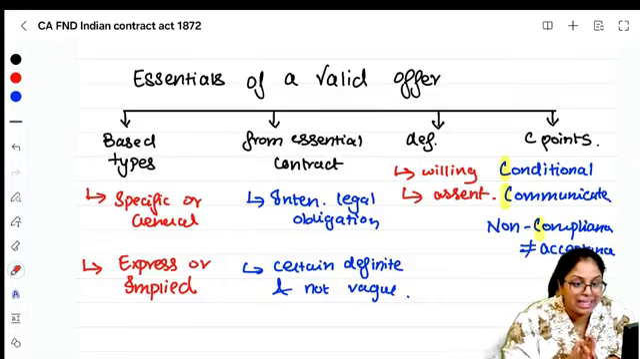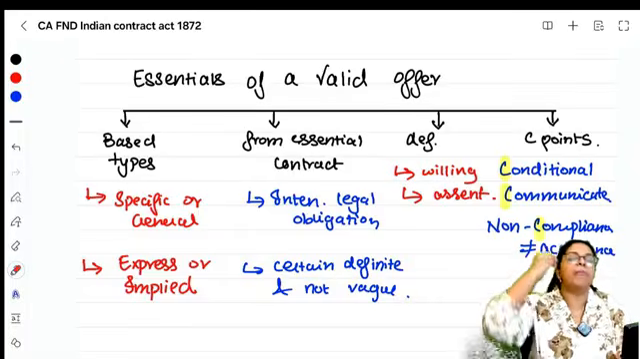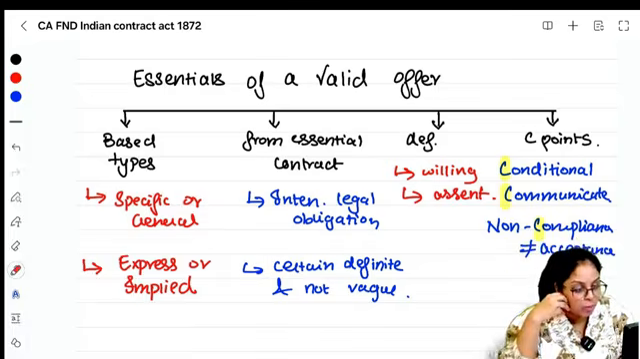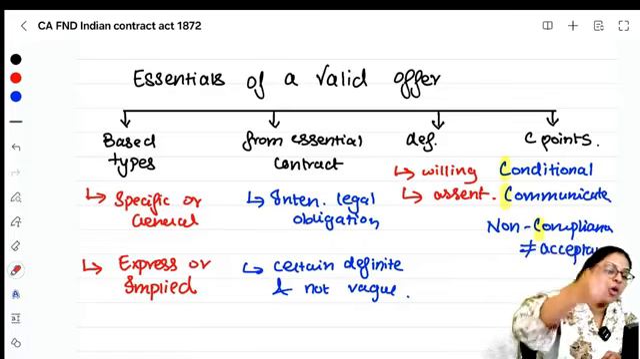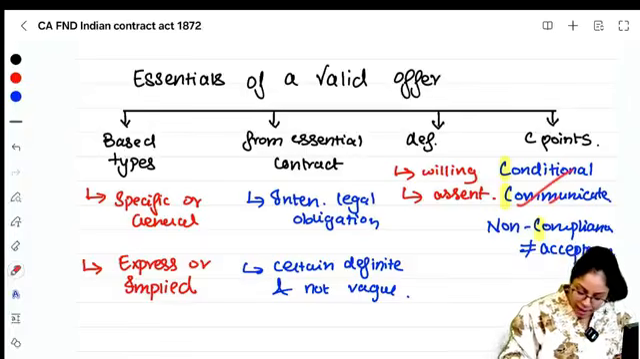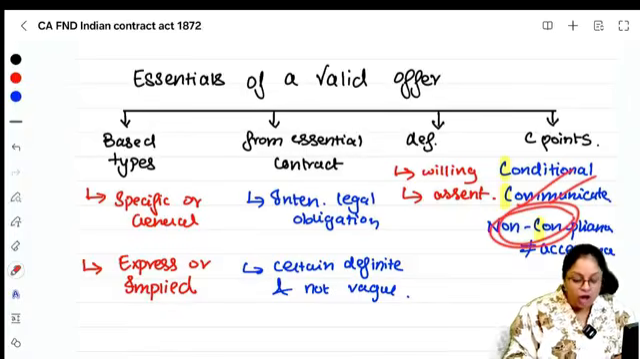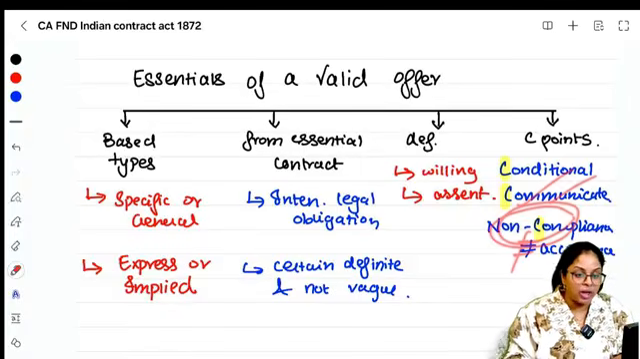You have to go and tell that person the offer. You are making an offer in your mind. How will I come to know about it? I want to sell my car. How will the others come to know about it? You have to go and make the offer. And the next is non-compliance is not equal to acceptance.